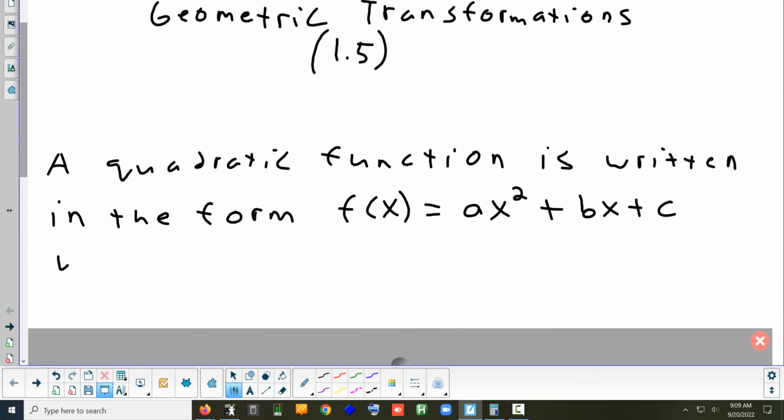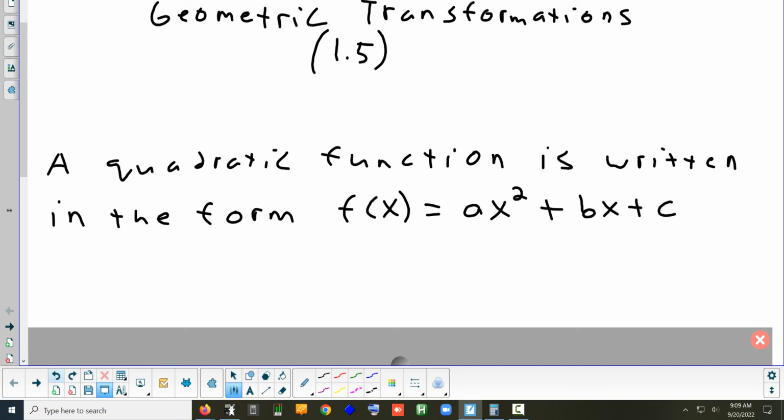And there's only one thing that A can't be. A can't be zero. What would happen if you let A equal zero? Yeah? It's a linear function. Right, it would turn into something linear. Because if you let A be zero, zero times anything is zero. And now you just wiped out the quadratic term. That would just be linear. Okay, so A, B, and C can be anything you want, except A cannot be zero.